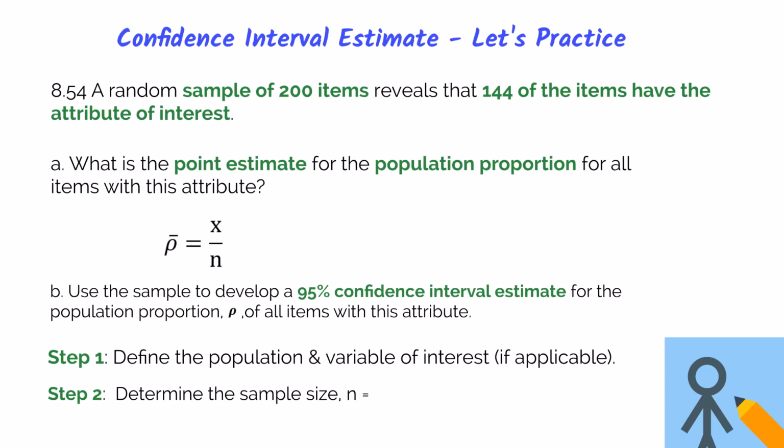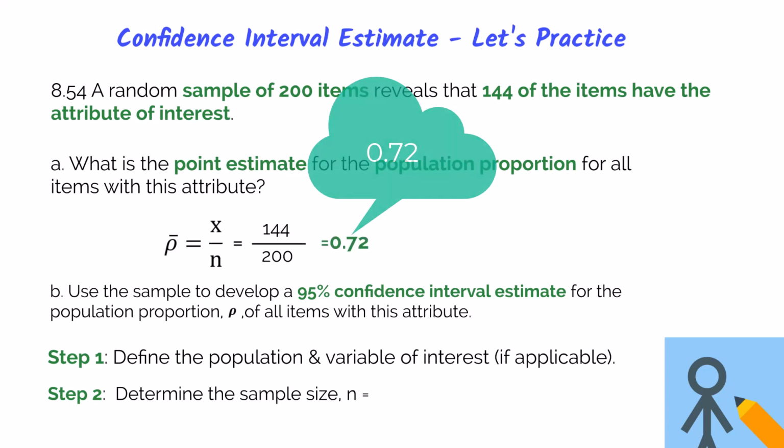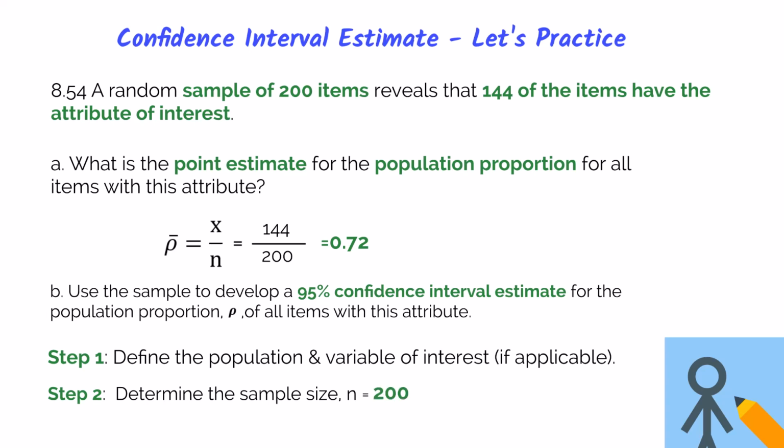So we'll go ahead and take the formula of x divided by n to get the sample proportion. So that is 144 divided by 200, and we get 0.75 for the sample proportion. In part B, you're asked to use a sample to develop a 95% confidence interval estimate for the population proportion P of all items with this attribute. In this example, since the problem is generic, you don't need to define the variable of interest since it just tells us the number of items meeting some attribute of interest. So in step 2, we'll just need to identify the sample size, which is 200.